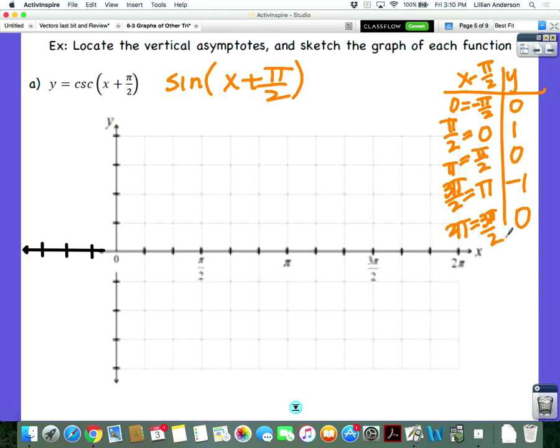Graph this. 0, 1, 0, negative 1, 0. And yes, I know there's not like an extra add-in, just kind of slide that back a little bit on your paper. Is that 5 or 2 the one that's on our paper? Negative 5? So you got to draw that one in. So I'm going to dot this because that's not the graph that it's asking me to graph. It's asking me to graph cosecant.